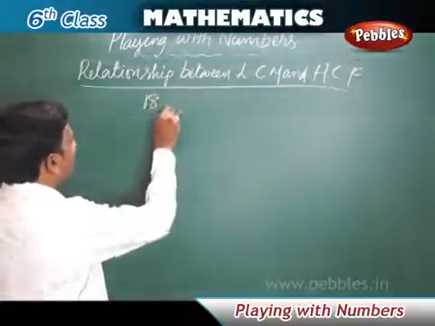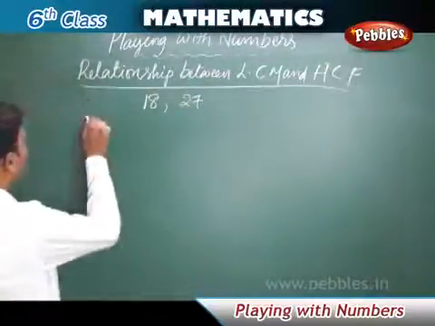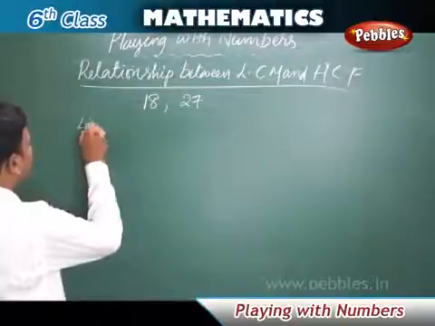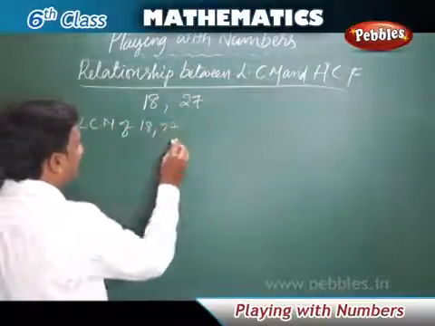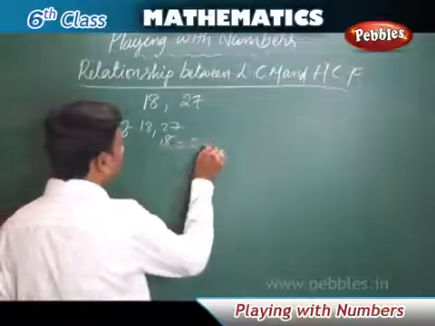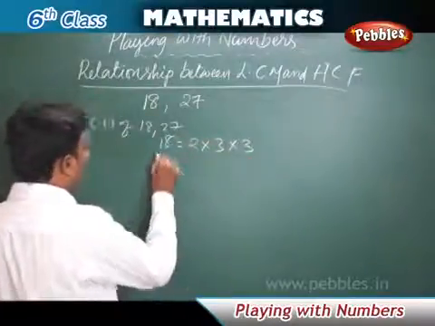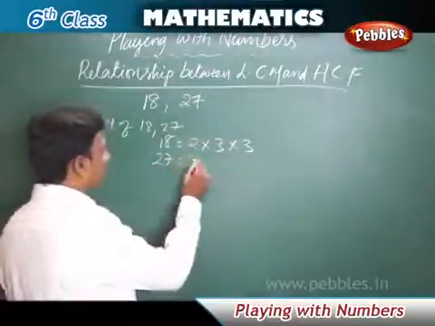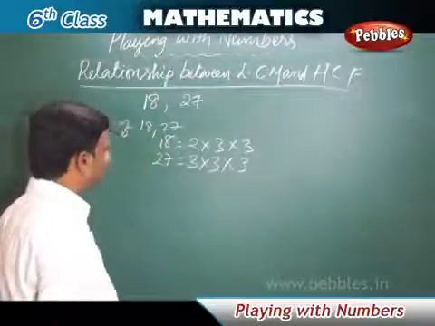Here we have 2 numbers, 18 and 27. Let us see the LCM of these 2 numbers. LCM of 18 and 27. 18 is 2 into 3, 2 3 is 6, into 3 is 18. Now 27 is 3 into 3, 3 3 is 9, into 3 is 27.